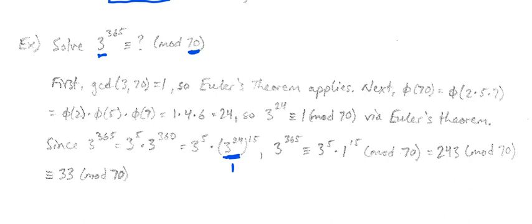So 3 to the 365th is just congruent to 3 to the 5th times 1 to the 15th mod 70. Obviously 1 to the 15th is 1. 3 to the 5th is 243. And it's really nice and easy to take 243 mod 70, and you get 33.